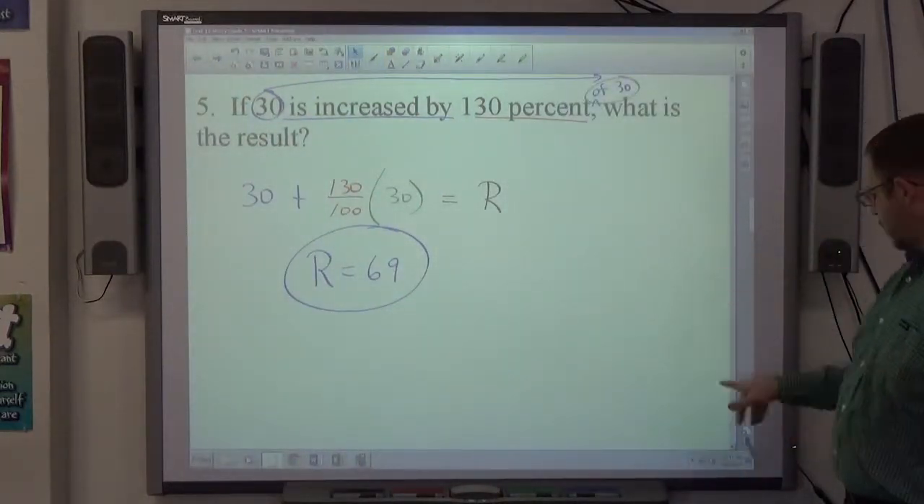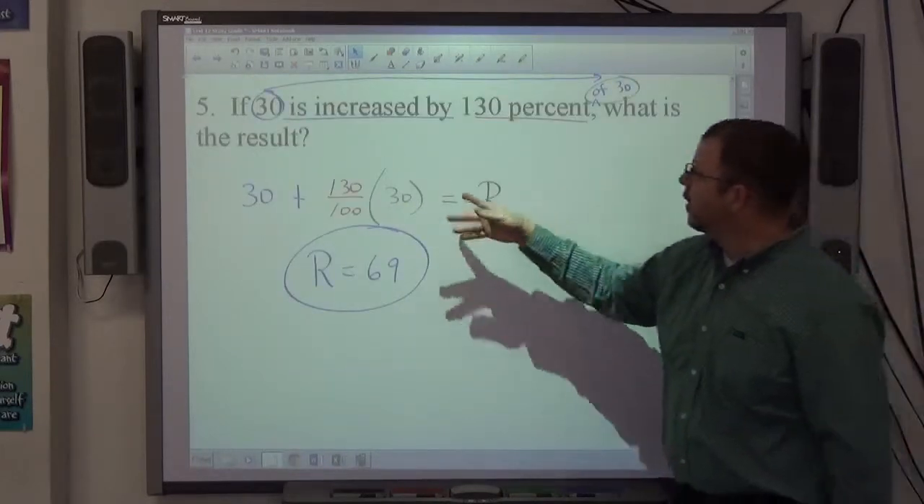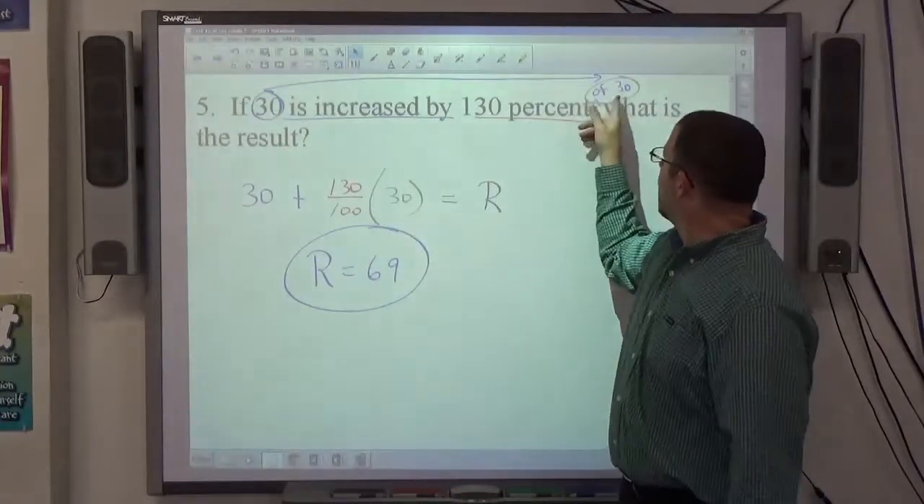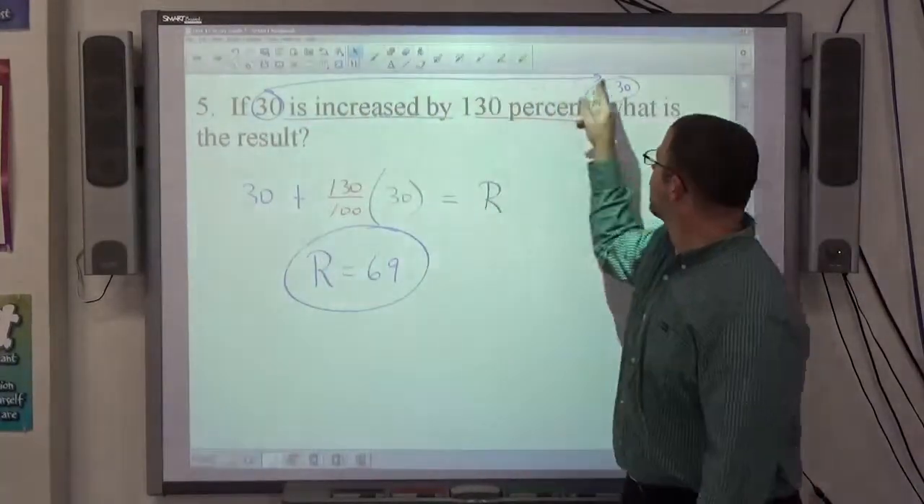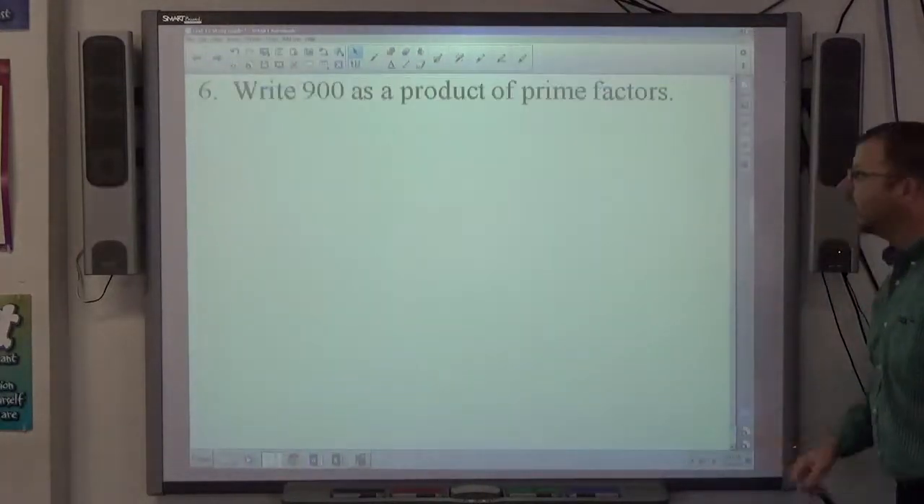Alright, so number 4, simple percent proportion. Number 5, you have to create an equation. Again, percent of itself. So if this is 70, this is going to be 130, 100 times 70. So that's just how it works.